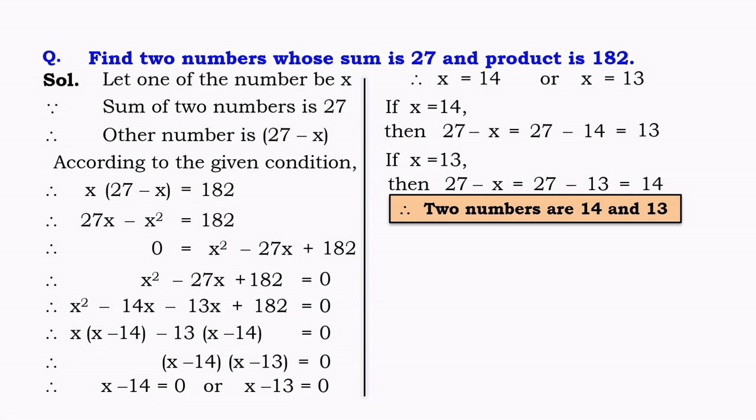Let us verify our answer. 14 plus 13 equals 27, and 14 multiplied by 13 equals 182. Both conditions are satisfied. Hence, the required numbers are 14 and 13.